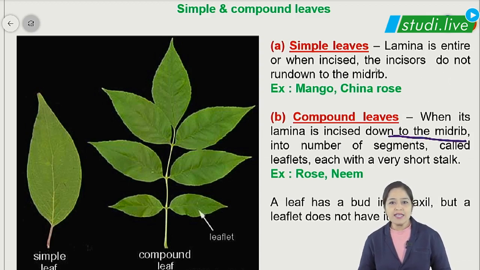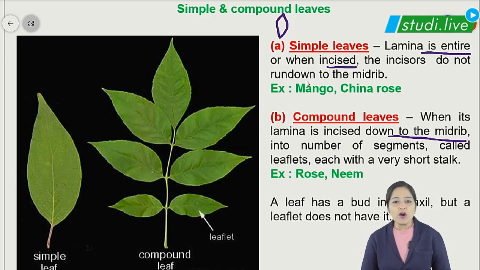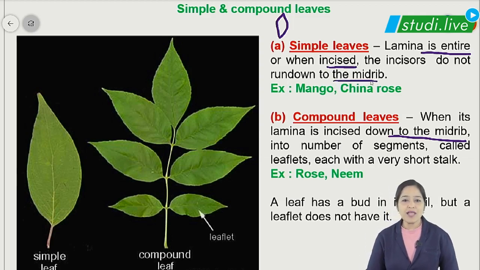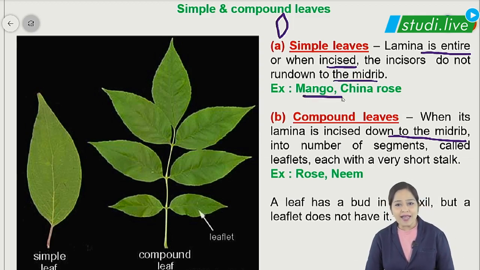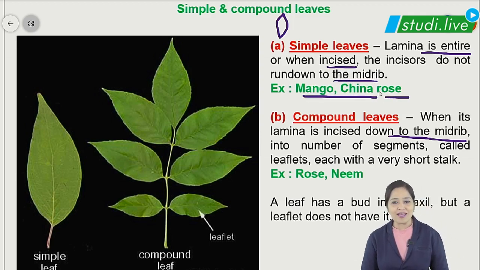Simple leaf means a single leaf. The lamina is entire and it is not incised. The incisions do not run to the midrib. That is why it is known as a simple leaf, and it is present in mango and China rose.